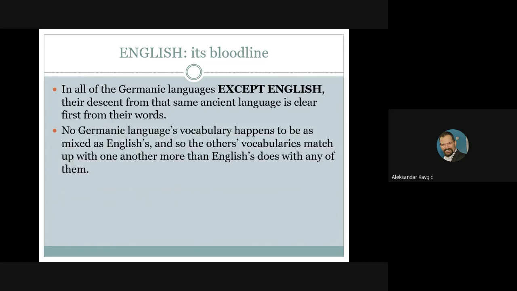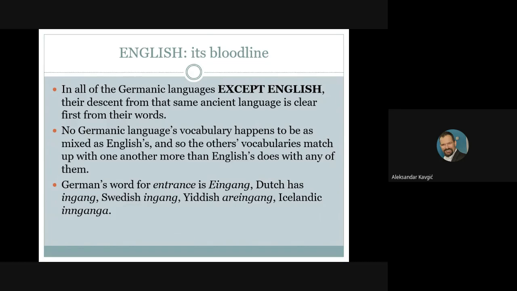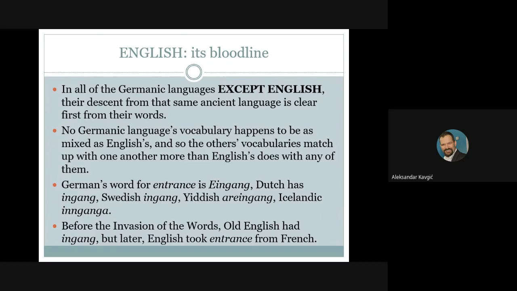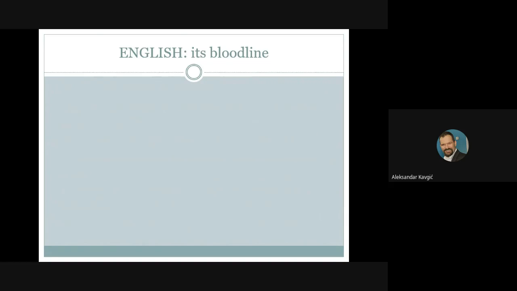So North Germanic language, the vocabulary of that language is as mixed as the vocabulary of English. So the German word for entrance is Eingang, Dutch is Ingang, Swedish is Ingang, Yiddish is Arayngang, Icelandic Inngangur, English is entrance. Before the invasion of those words that we talked about, English actually had Ingang, but then it took entrance from French. But most importantly, it's not just words. It's also variations in terms of grammar that are almost identical across all these relatives of German.